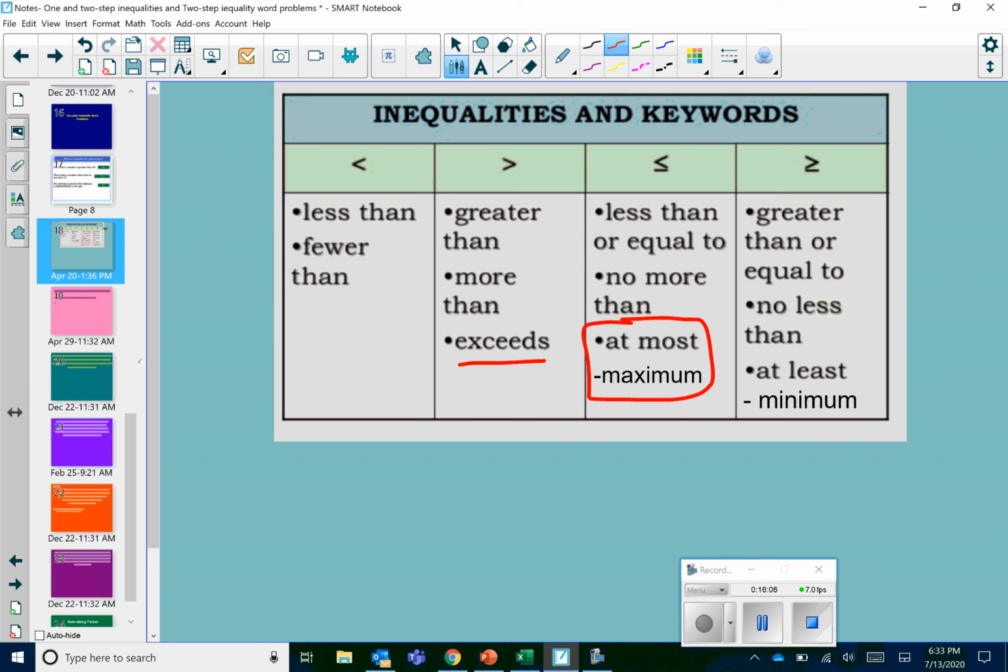Think about it. If you hear the word, I want to spend at most $100 on a new pair of sneakers, that means you don't want to spend more than $100. So you want to be less than or equal to $100. And same thing over here. At least and minimum. We just saw a minimum in the last problem. That's going to indicate your greater than or equal to symbol. Okay. I want to spend at least 5 hours at the beach today. Means that I definitely want to be there for 5 hours and hopefully longer than that.